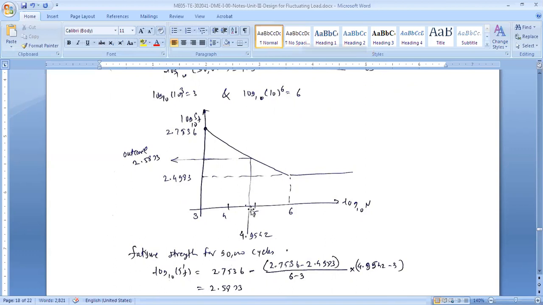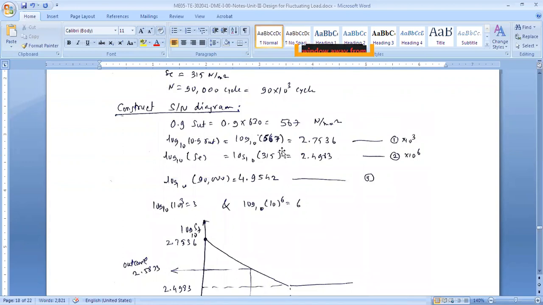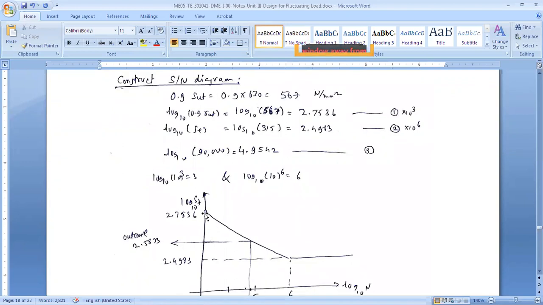So now we know for this point, the number of cycles is 10 raised to 4.95, right? We have to calculate the corresponding strength and then take an anti-log of that. That will come to some number. Take the anti-log of that to get the corresponding stress, because here also we are plotting logs, right? This is a log of 315, right? Then this is log of 567.